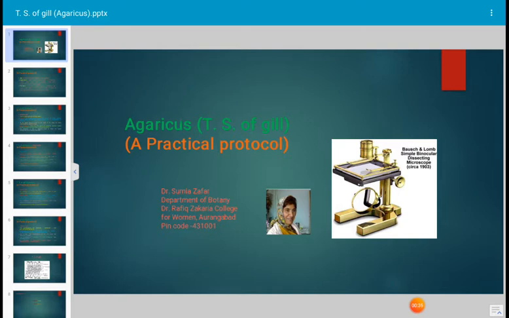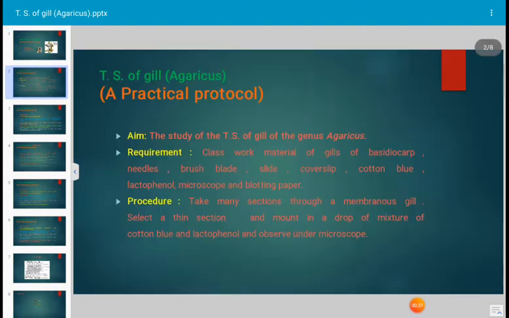And what we require for this practical, the requirement is the gills of Basidial of Agaricus, needle, brush, blade, slide, cover slip, cotton glue, microscope and blotting paper. These are the requirement of practical purpose. Okay. And what we have to do, take many sections through the membranous gill.